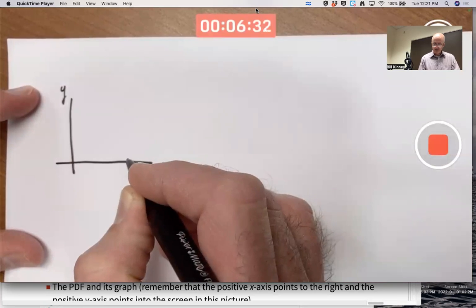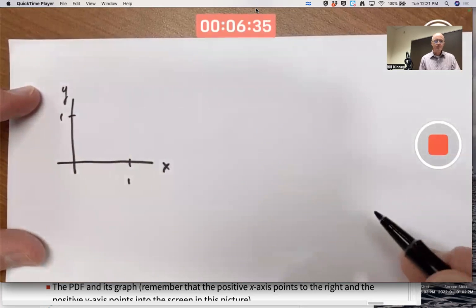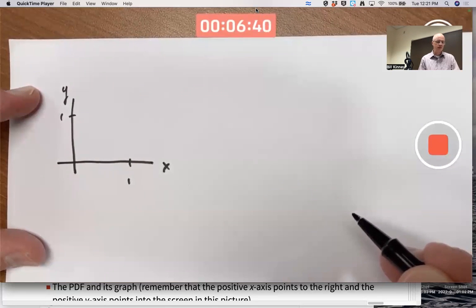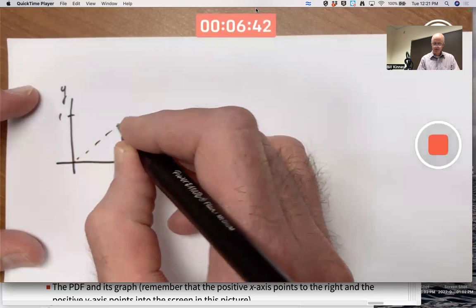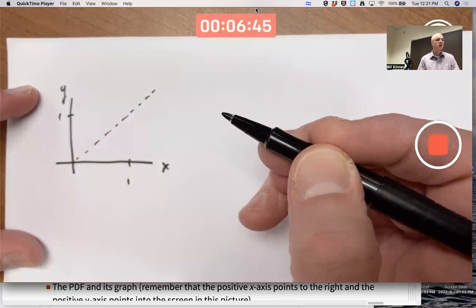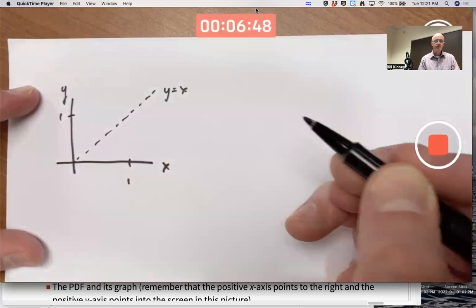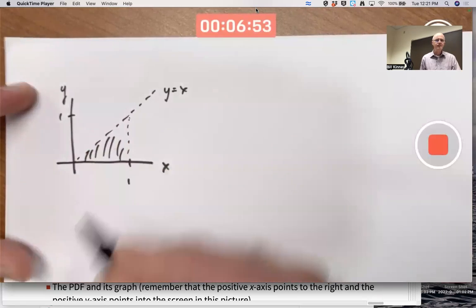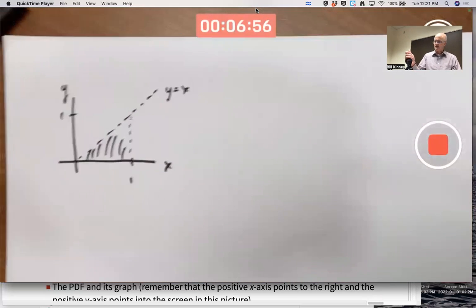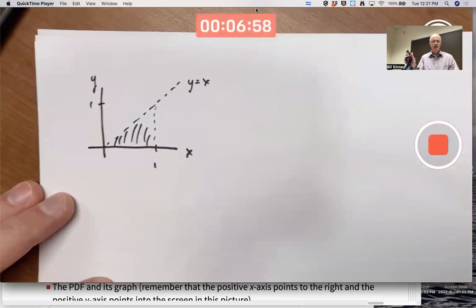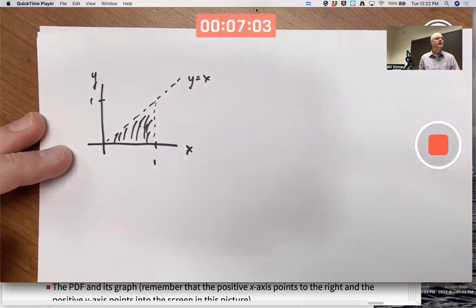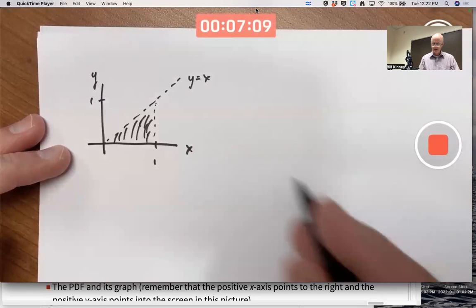X and y are always between 0 and 1. But y is always less than x. In other words, the points you're considering are going to be below the line of slope 1 through the origin, below the line y equals x. They'll have to be in this triangular region right here. Sorry, that seems to be blurring a lot. They'll have to be in that triangular region. It's a non-rectangular domain, a triangular domain.